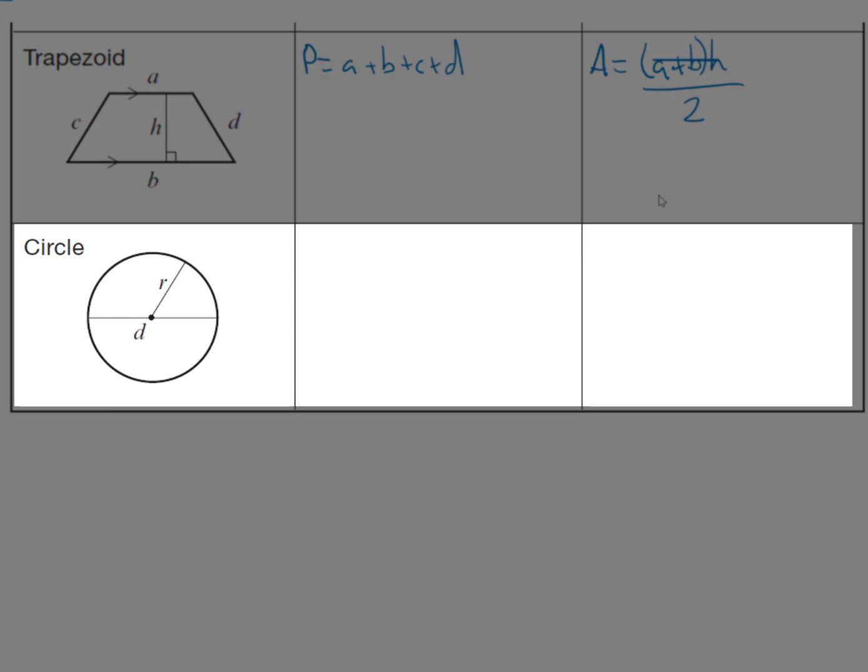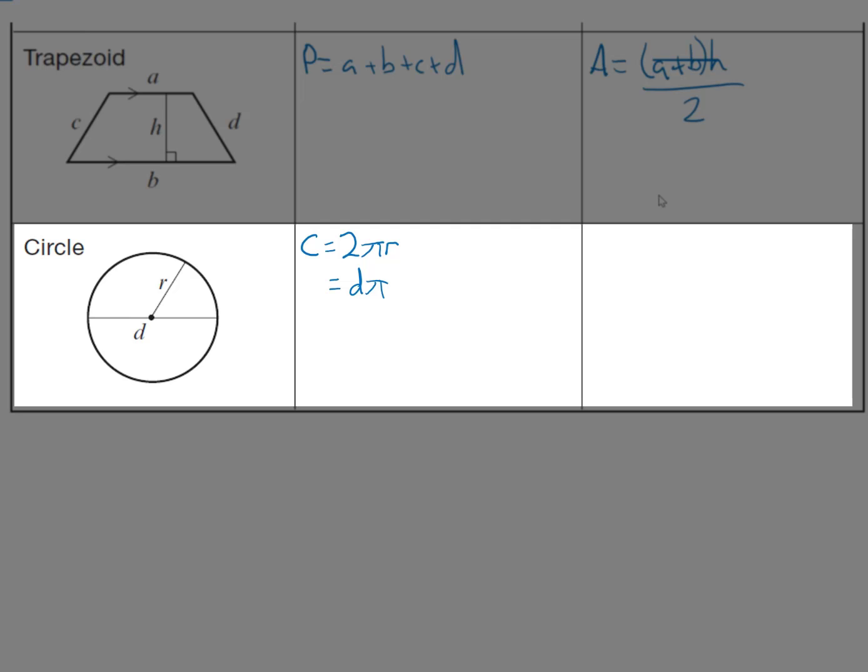Next, we have our circle. Perimeter is actually called circumference when you're dealing with a circle, so we use C instead of P. And our circumference is 2 pi r. Or, if you are given the diameter, it's just diameter times pi, or d times pi. Usually 2 pi r is the most common formula. I would get used to using that because in grade 10 that is the formula that you're given.